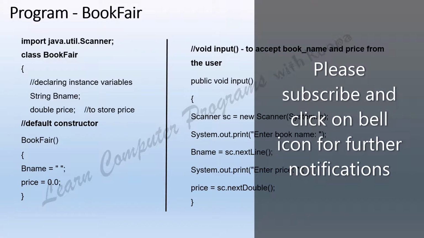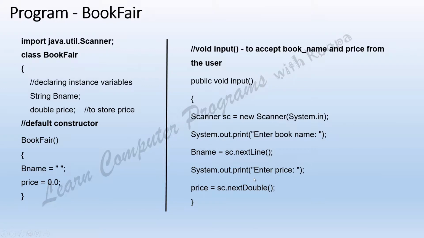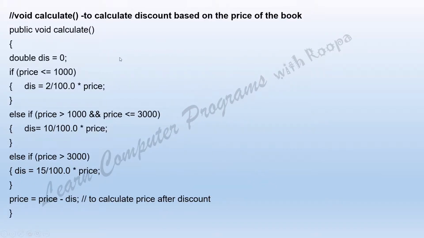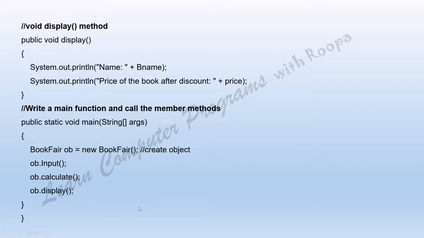Okay, the complete program, class BookFair, and first I have to use the util package because I have to use the Scanner class. After that I am declaring the instance variables bname and price, and here I have the default constructor, and here I have the input function. I have accepted the book name and the price here, which I have explained to you in detail before, and here I have the calculate function, the display method and the main function. So though the program looks quite lengthy, it is very easy. It is all given there directly. You have to use the same variable names and method names, and then use them in the program.